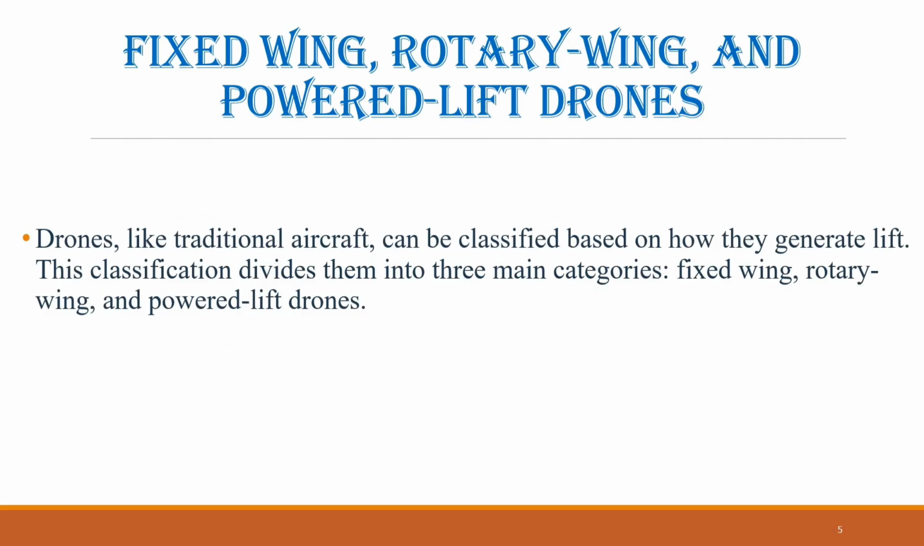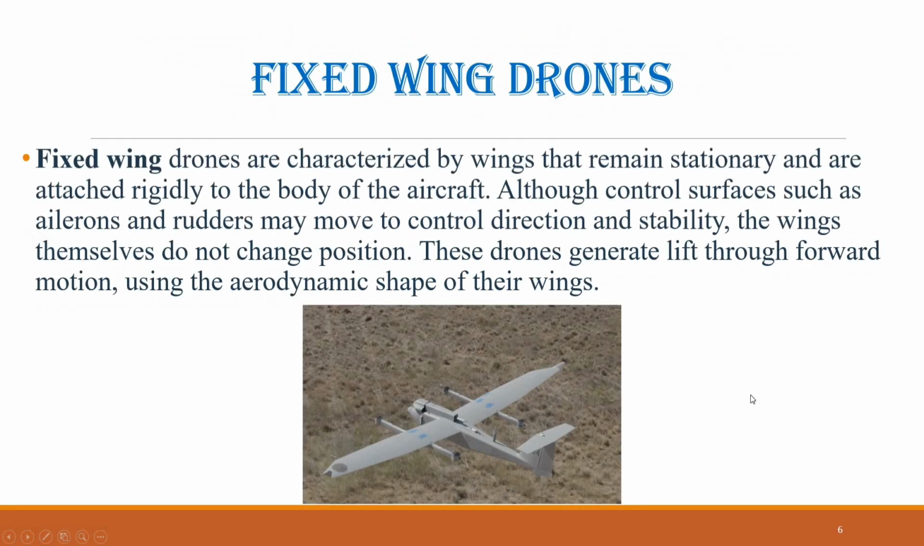Fixed wing, rotary wing, and powered lift drones. Drones, like traditional aircraft, can be classified based on how they generate lift. This classification divides them into three main categories: fixed wing, rotary wing, and powered lift drones. Fixed wing drones. Fixed wing drones are characterized by wings that remain stationary and are attached rigidly to the body of the aircraft. Although control surfaces such as ailerons and rudders may move to control direction and stability, the wings themselves do not change position.